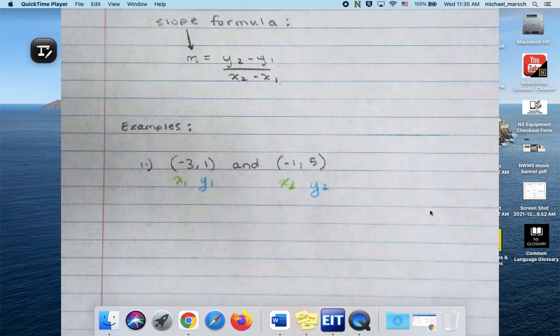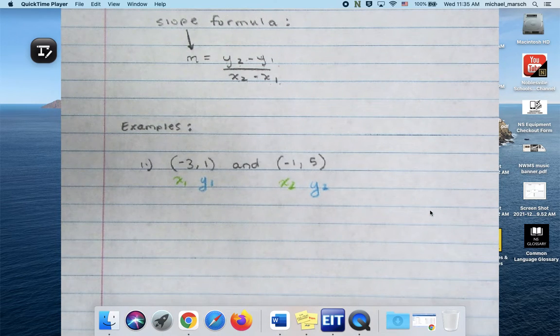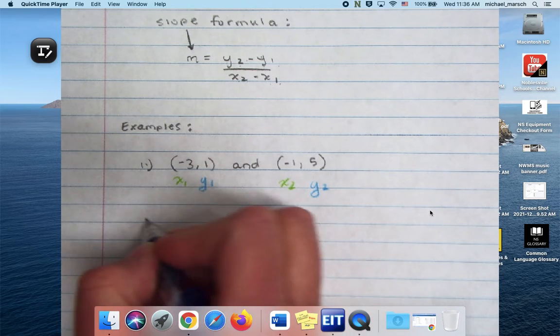It's just the first one I'm given. It doesn't even tell me if it would be the first one I'd see on the graph left to right. It's just like, this is the first one I'm given, so I'm going to name these the ones and these the twos. That's it. So I've got them labeled. Now I'm going to write my formula.